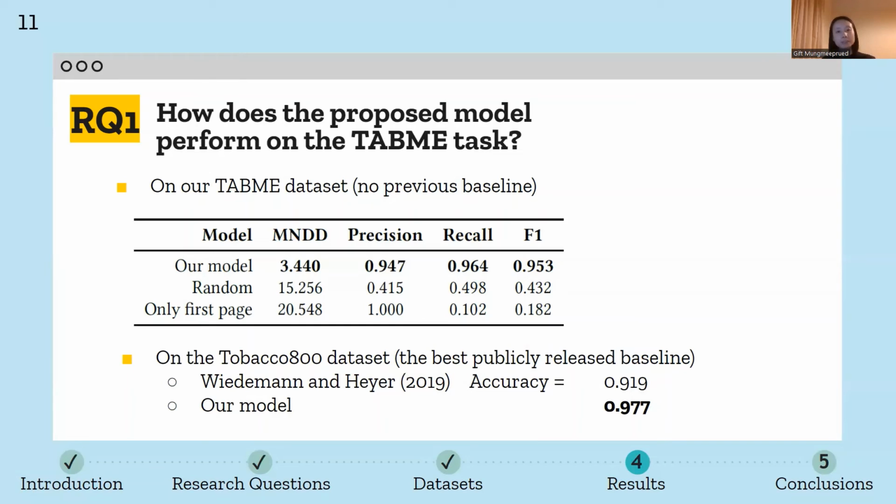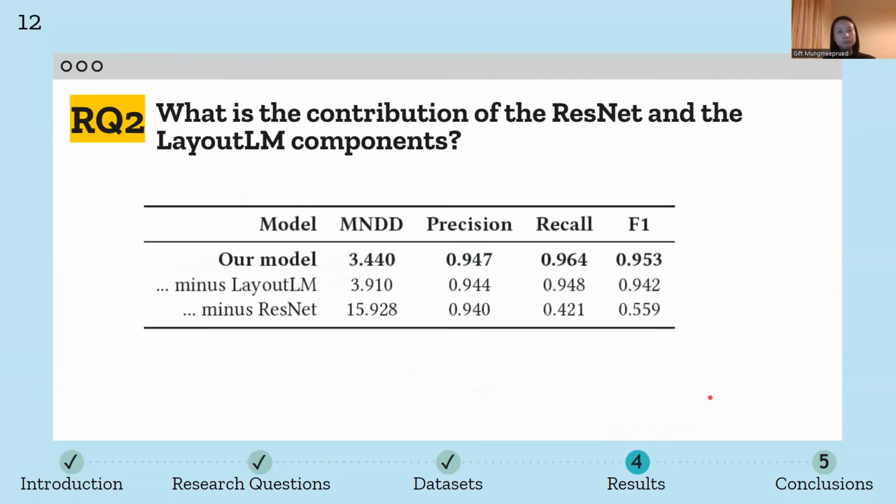We also compared the model against the baseline provided by Rudiment and Heyer in 2019. This was measured on the smaller Tobacco 800 dataset, which contains only 250 pages of documents. The previous work used accuracy as an evaluation metric, so we'll use just that as well. The result is shown here.